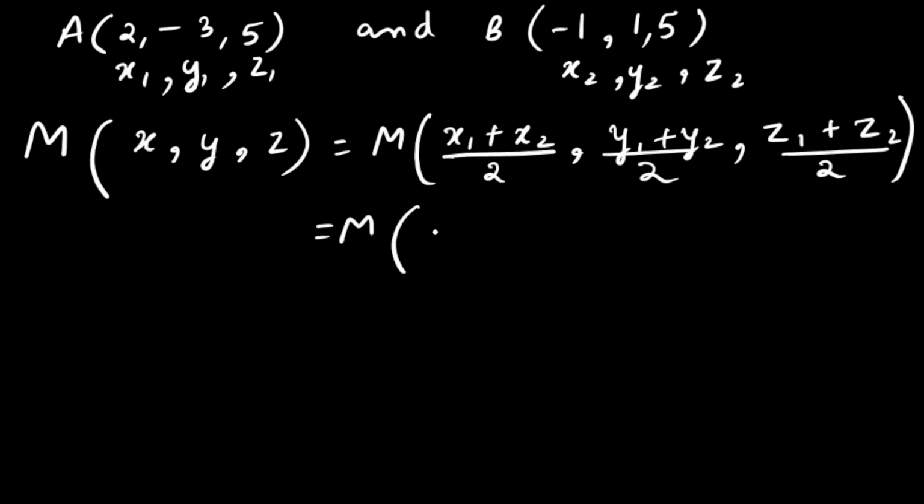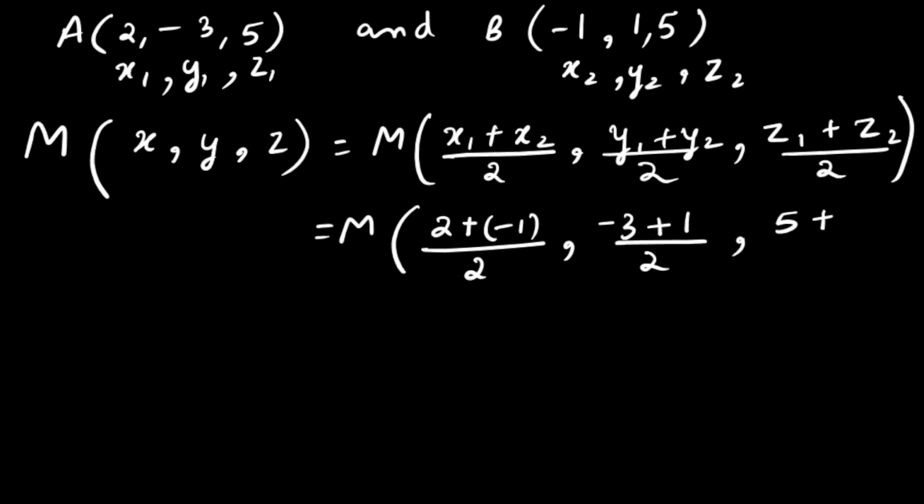So for M, x1 is 2 plus x2 is -1, so (2 plus -1) by 2. Y1 is -3 plus y2 is 1, so (-3 plus 1) by 2. Z1 is 5, z2 is also 5, so (5 plus 5) by 2.